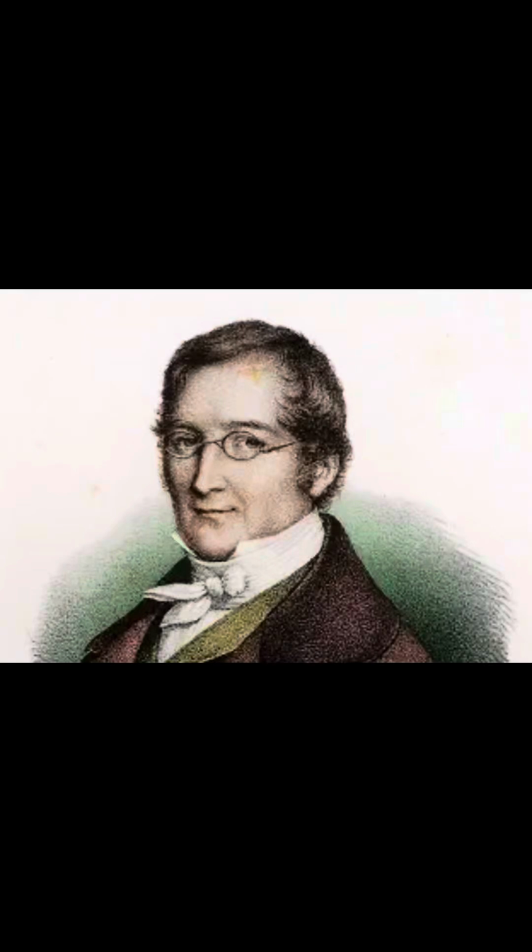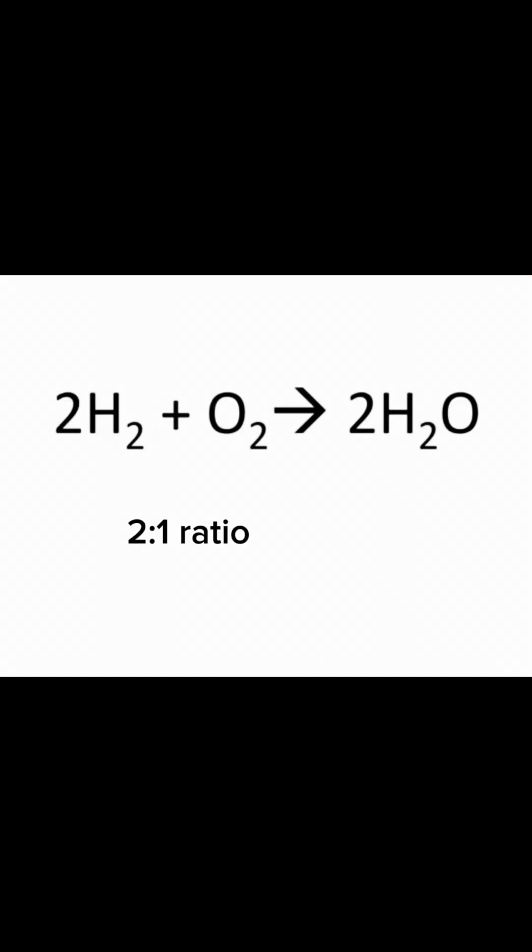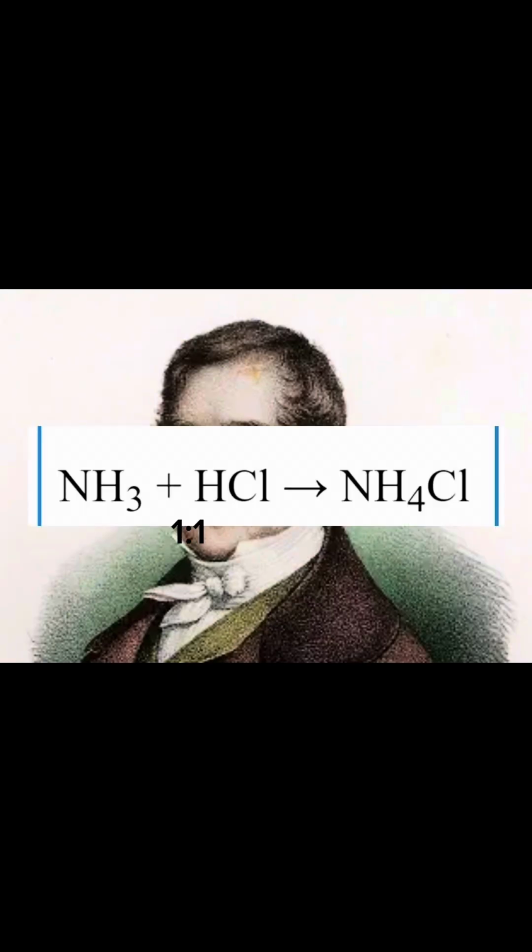Joseph Louis Gay-Lussac was a French chemist and physicist who discovered the law of combining volumes of gases by observing gases at constant temperature and pressure. He observed that hydrogen and oxygen combine in a 2-to-1 ratio, 200 volumes of hydrogen for every 100 volumes of oxygen, to form water. He also saw that hydrogen chloride and ammonia combine in a 1-to-1 ratio by volume.